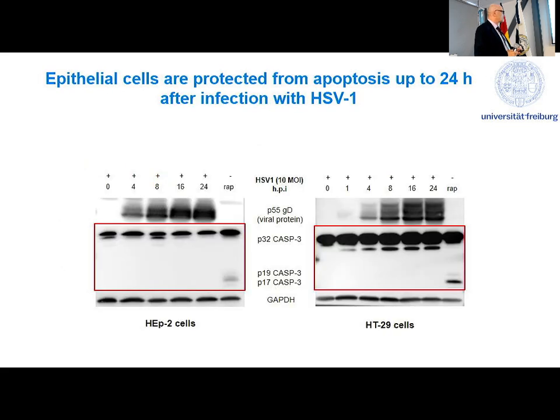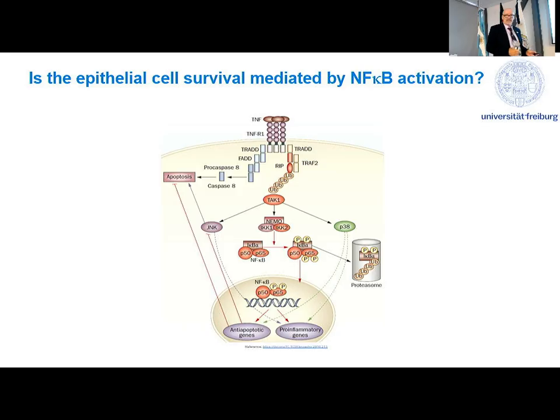Now what happens when we infect with the virus? We indeed see in epithelial cells that there is no apoptosis. So no caspase 3 cleavage. This is the positive control. So the cells survive. Do they survive by NF-kappa B signaling?